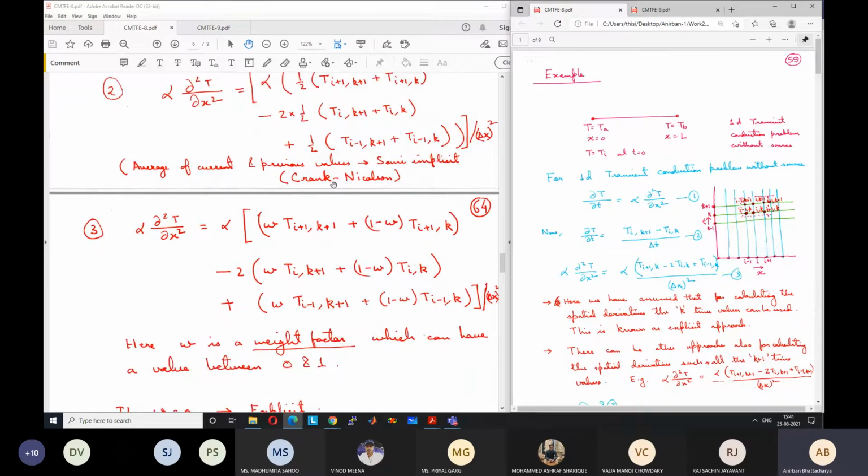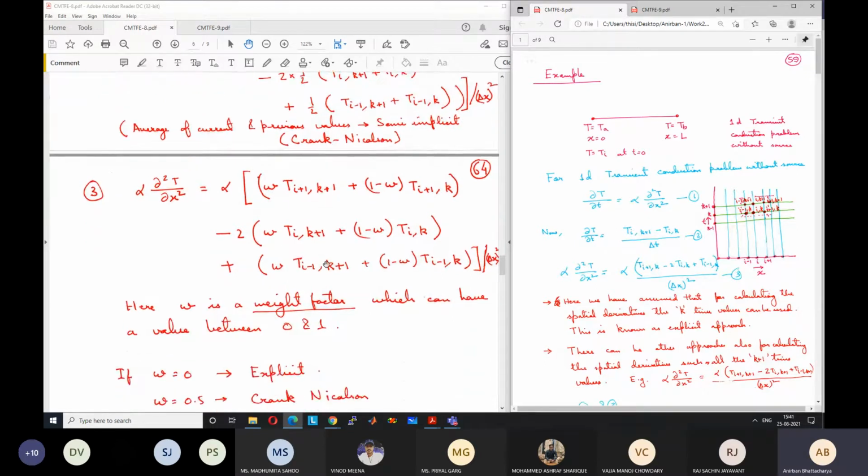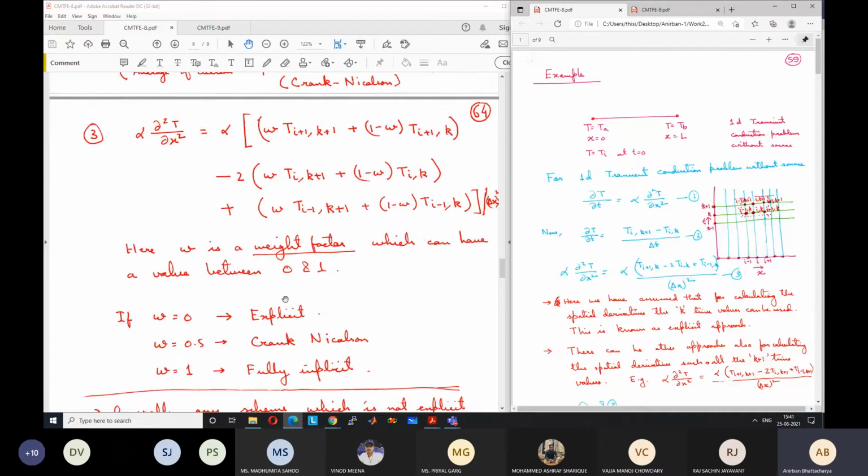But we can take any weighted average, where the weight can vary from 0 to 1. That also we have discussed. If the weight is 0, it leads to the explicit scheme. If the weight is 1, it is the fully implicit scheme. And weight equal to 0.5 is the Crank-Nicolson scheme. But it can vary, so we can decide what the weight is. Generally, we just fix on a scheme and try to solve a problem based on that scheme. But if you want very accurate results or very high numerical efficiency, then you have to think about these things.